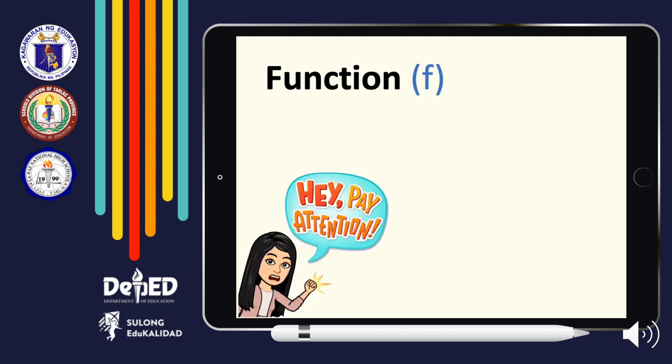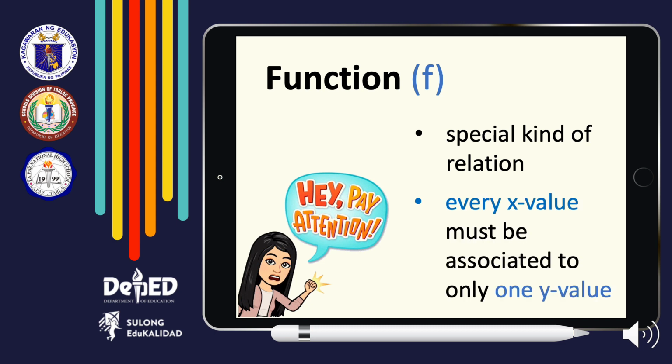So a function is a special kind of relation because it follows an extra rule. And just like a relation, a function is also a set of ordered pairs. However, take note of this. Every x value must be associated to only one y value. Again, always remember this. It is only a function if every x value is associated to only one y value.